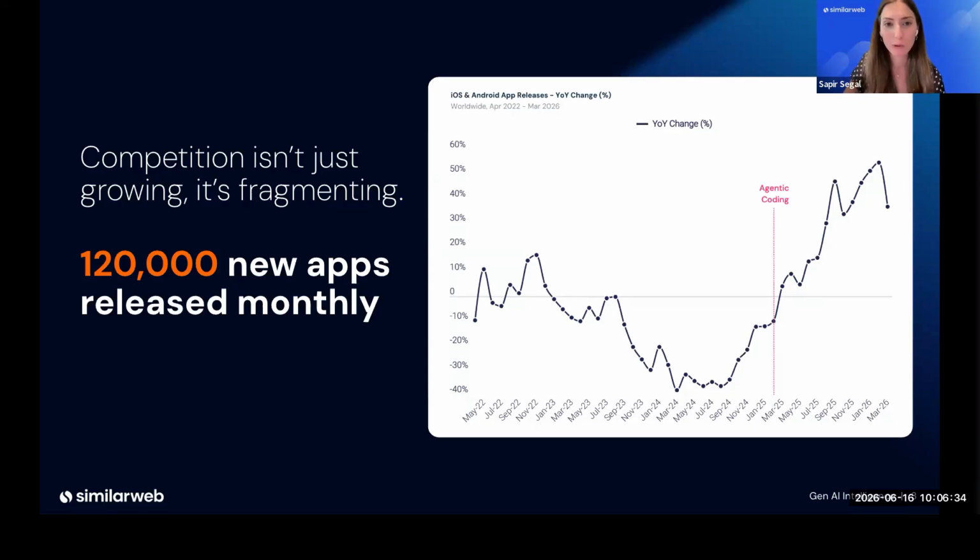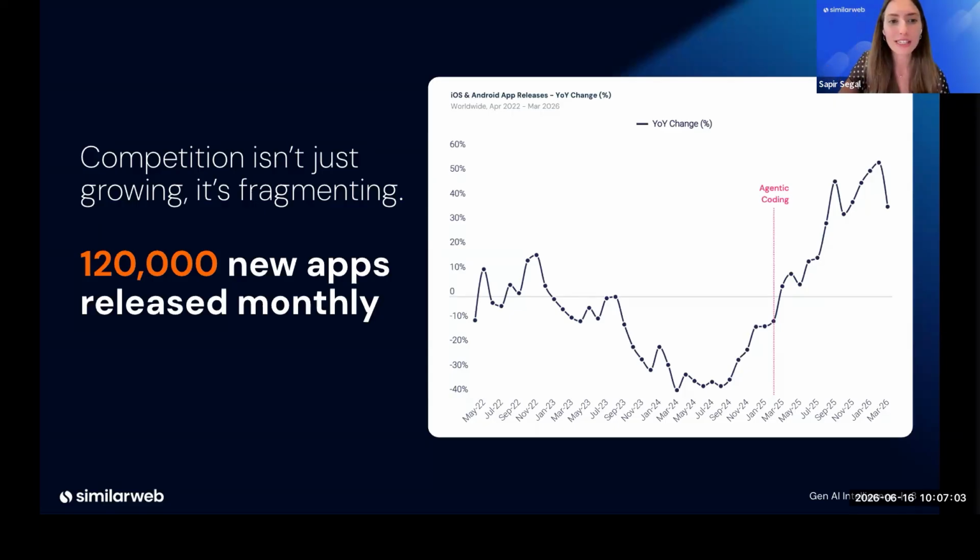This is straight from Similarweb data. We're seeing 120,000 apps being released every single month. And you can see that the spike has gone crazy right as agentic coding was released. And what this means is that new competitors are, as I said, emerging overnight and gaining traction faster than before. So the competitors that you thought you had yesterday may not be the ones that you're going to have tomorrow because of agentic coding.